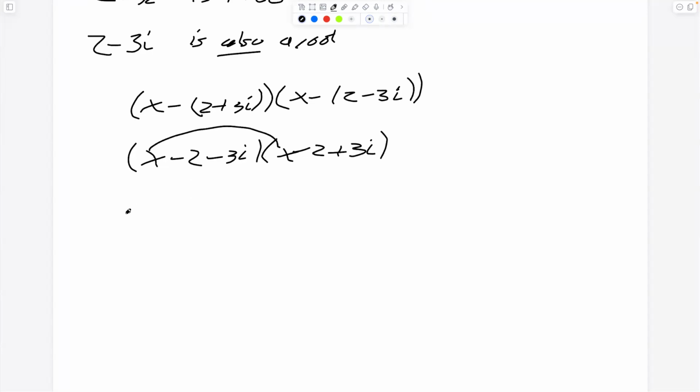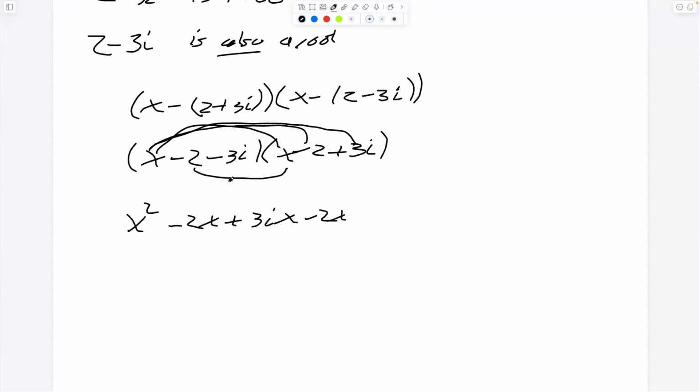So what do we get? X squared minus 2x plus 3ix minus another 2x. I have to take everything on the left times everything on the right. Plus 4 minus 6i minus 3ix plus 6i. And then here, you got to think about this.